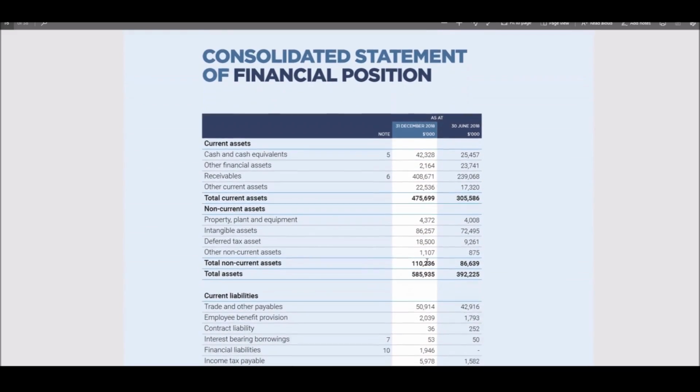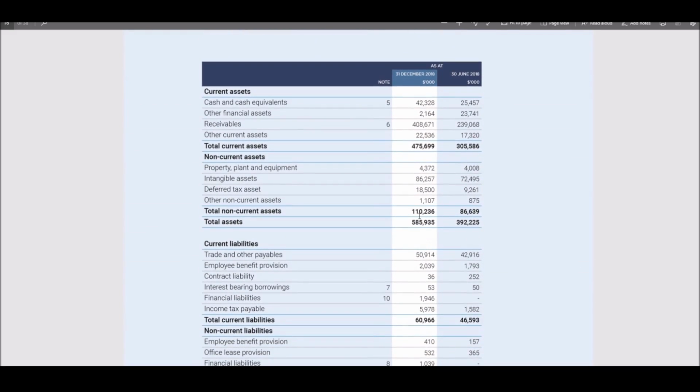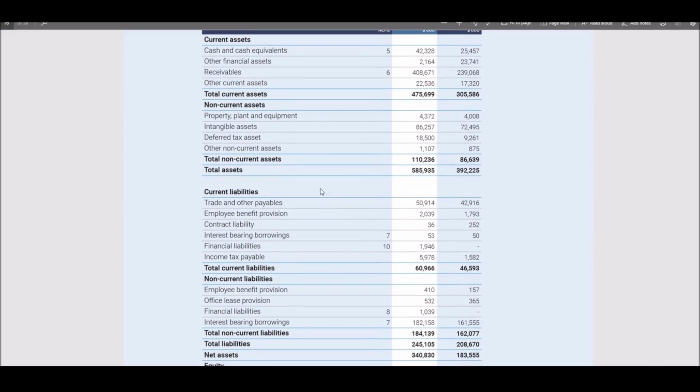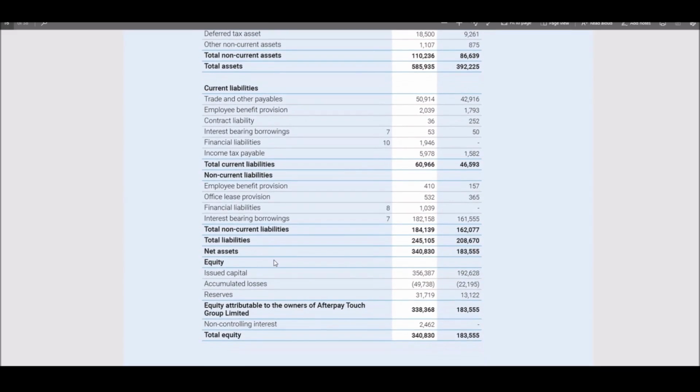So we scroll down and we look at the assets and liabilities. We've got $600 million worth of assets for Afterpay. That is enormous. And you're probably wondering, right, well, assets don't mean much unless you look at the liabilities. Well, fair enough. We've got total assets of $600 million. We've got current liabilities that equate to $245 million.